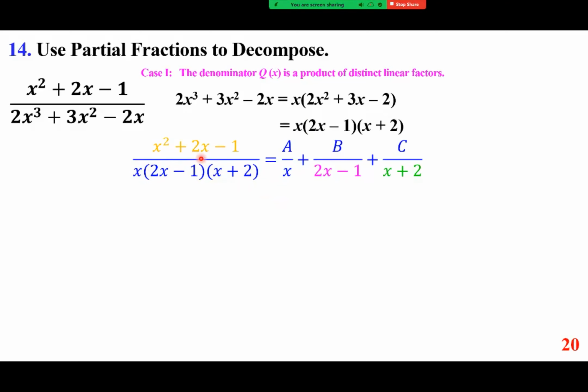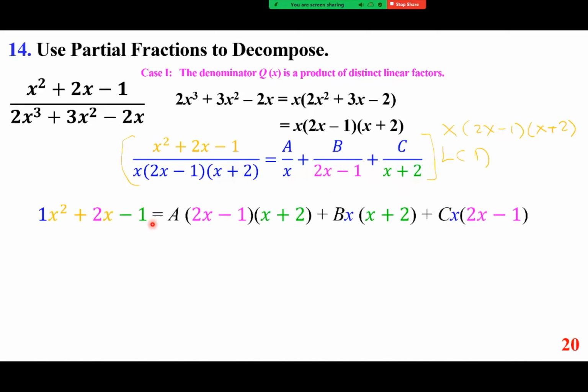When we multiply both sides by the LCD, which is x times 2x minus 1 times x plus 2, the left side will lose the denominator. What happens to the right side? This has x, so a times 2x minus 1 times x plus 2, plus b times x times x plus 2, plus c times x times 2x minus 1. I hope nobody has any problem with that.